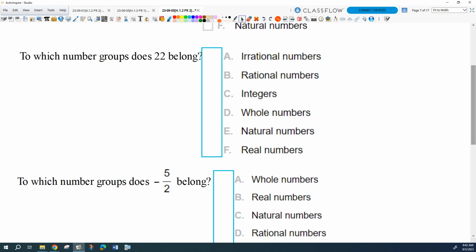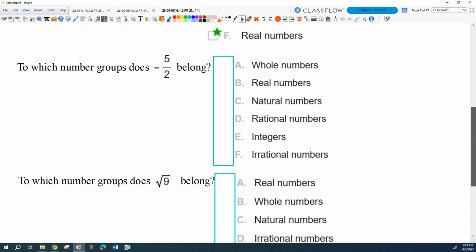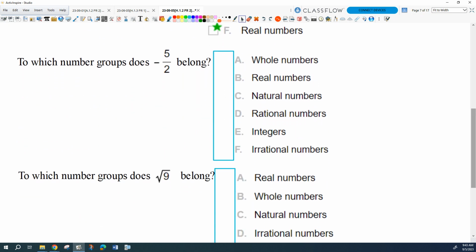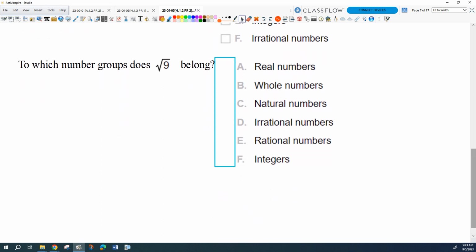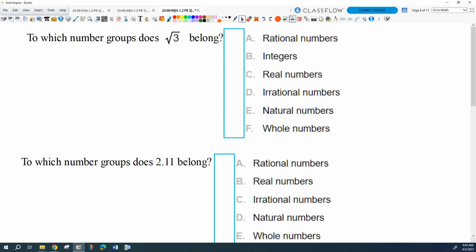22. What are the only groups that one's not going to be a part of? Irrational. That's it, right? Good. Okay, -5 halves. What are the groups that one would belong to? Rational and real. There you go. Good. Square root of 9. What's the only group or groups that one wouldn't belong to? Irrational. Good. Square root of 3. What does that belong to? Irrational and real. They're all real.